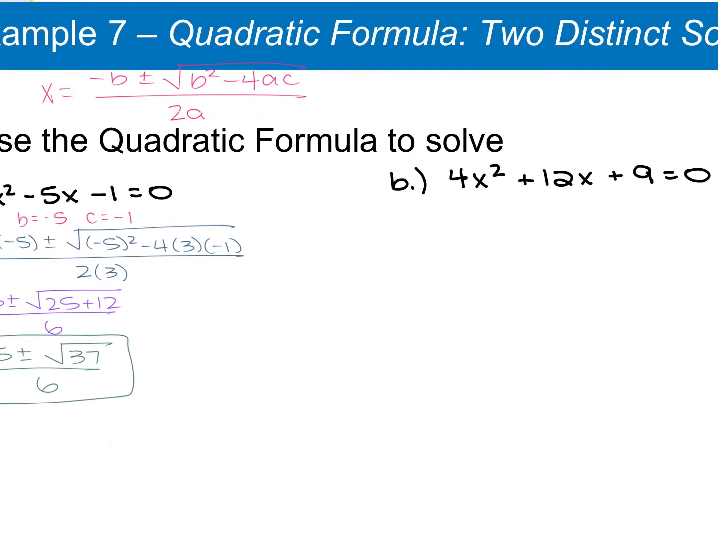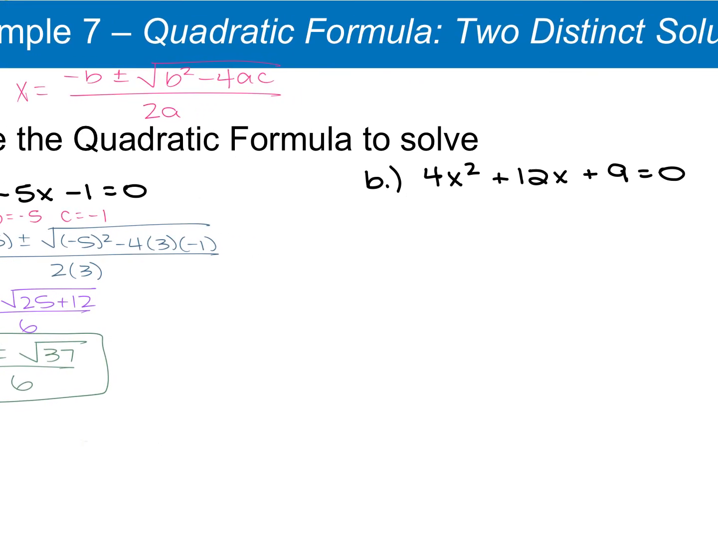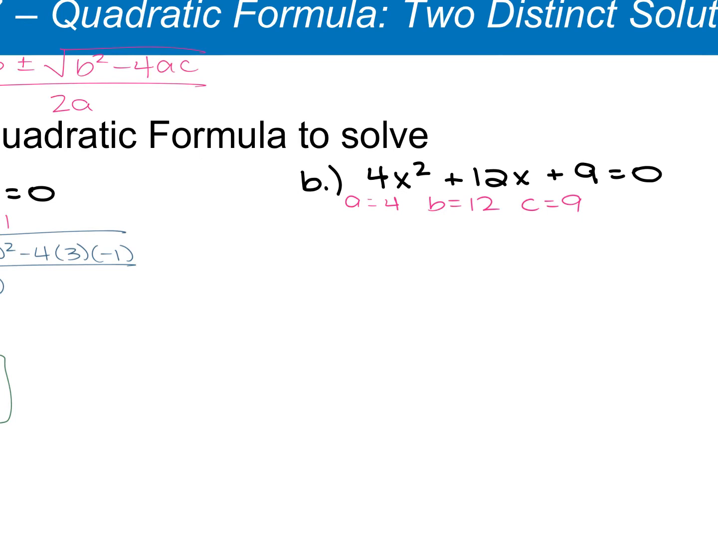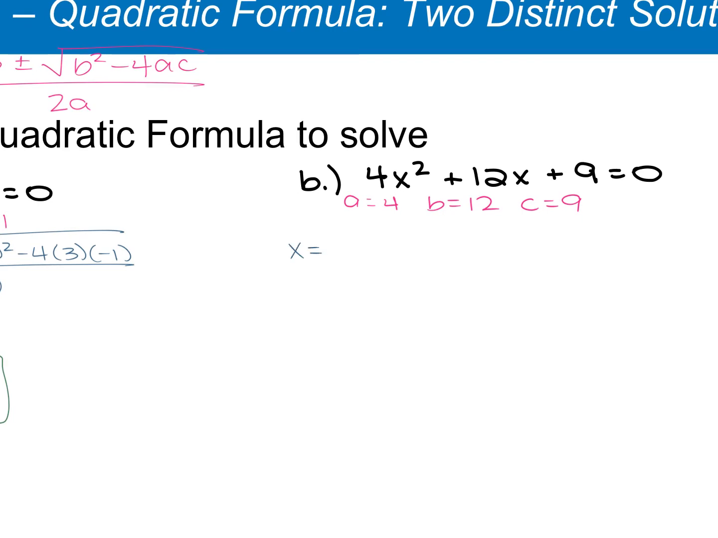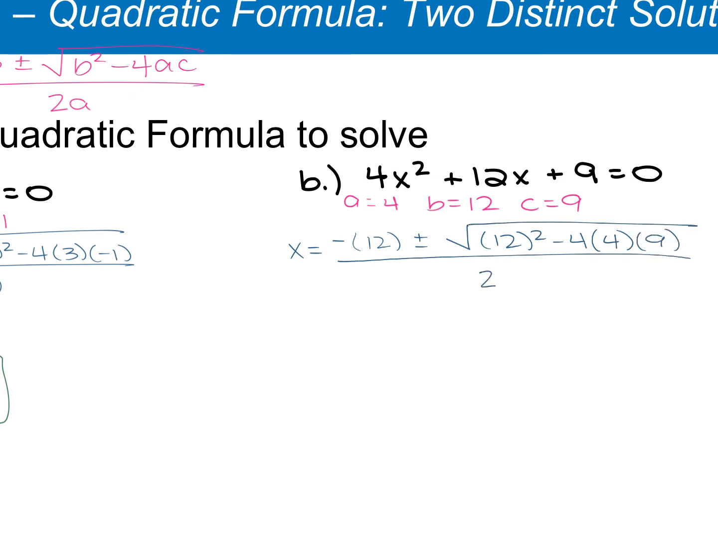For example B, you have 4x squared plus 12x plus 9 is equal to 0. So again, a is 4, b is 12, c is 9. And you're plugging it into x is equal to negative b plus or minus the square root of b squared minus 4 times a times c, all over 2 times a. So that's going to give you x is equal to the opposite of 12 plus or minus the square root of 12 squared minus 4 times a, which is 4, times c, which is 9, all over 2 times 4.